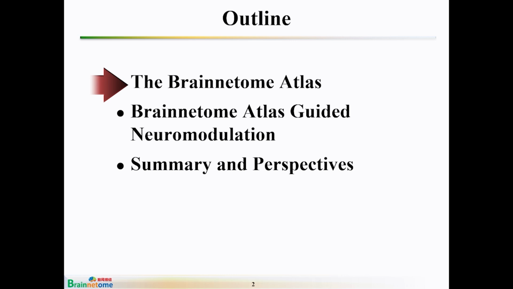So firstly, I'll talk about what the Brainnetome atlas is. Then I'll give a detailed discussion of how to use the Brainnetome atlas for localization and also how to find target stimulation sites and so on.